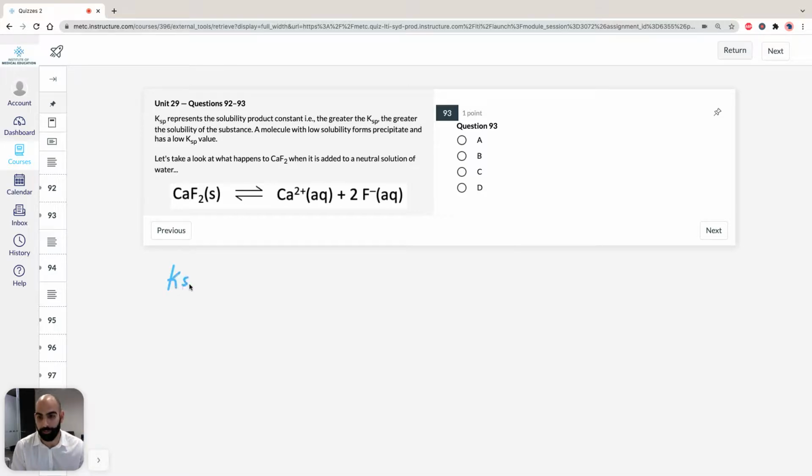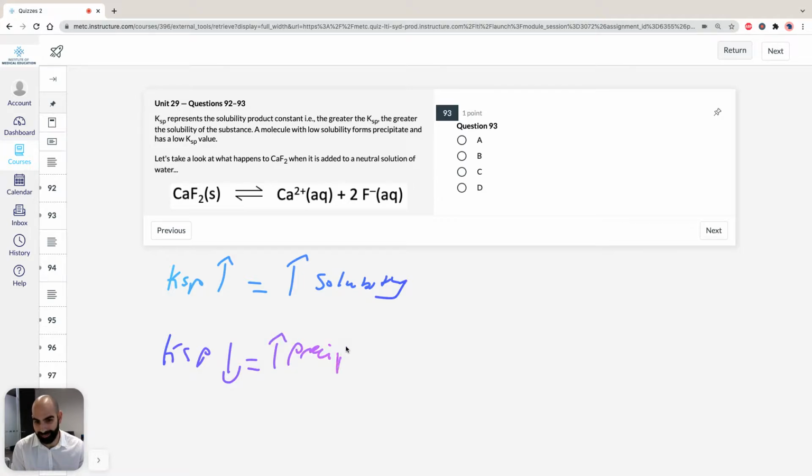Ksp high equals high solubility. Ksp low equals high precipitate. So if we look at our graph, we're trying to find the order of precipitate. If you read the scientific notation, 10^-6, 10^-9 and 10^-8, we know that the one with the greatest number of zeros is going to be the smallest number. So it's going to be 10^-9.